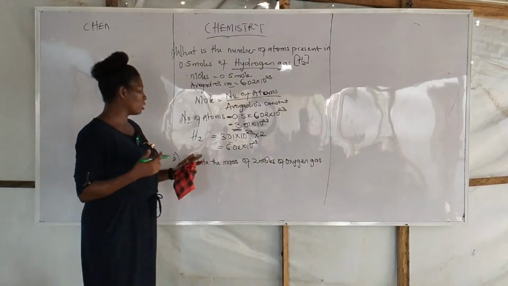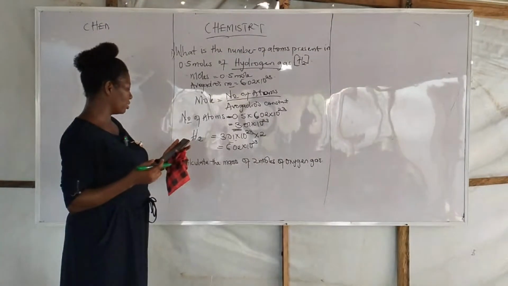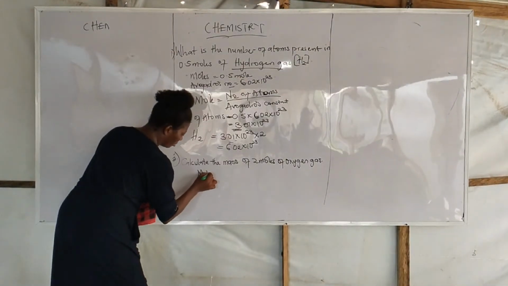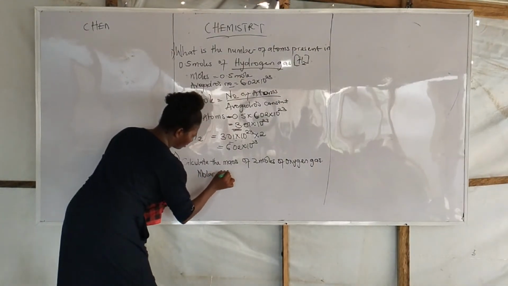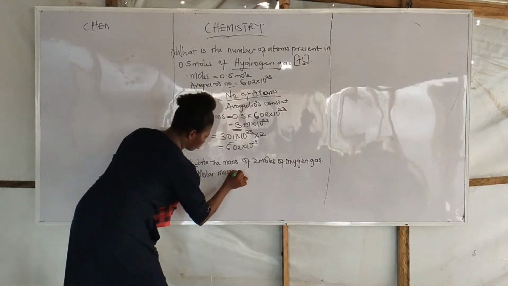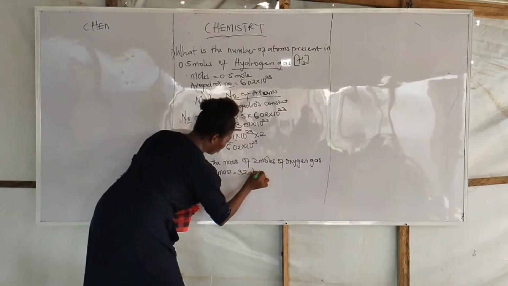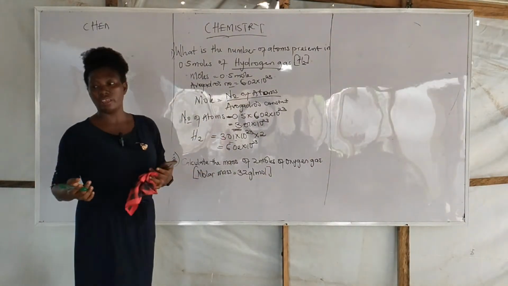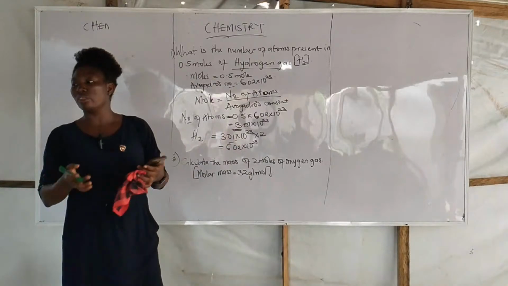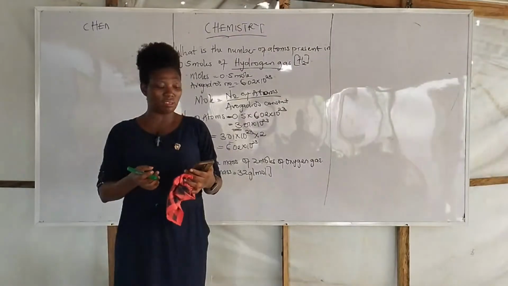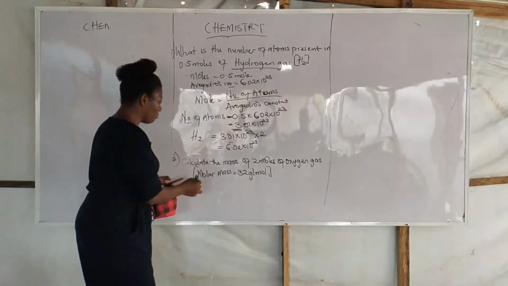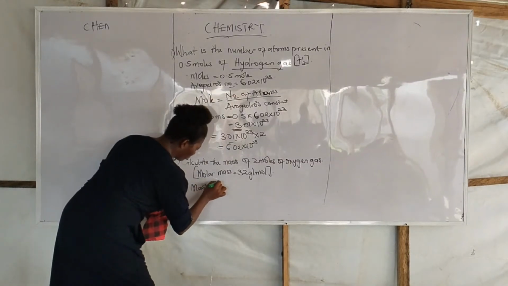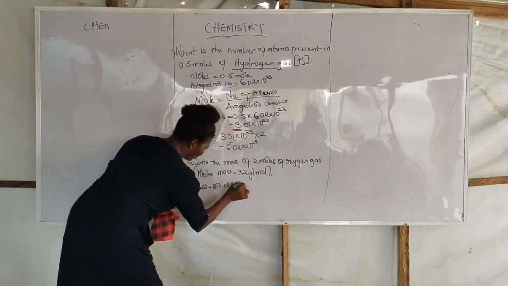So when you say calculate the mass of 2 moles of oxygen gas, what is the molar mass for oxygen gas? That is given to us as 32 gram per mole. So here now, you remember the formula: moles is equal to what? Mass over molar mass. Making mass the subject of the formula, you have moles times molar mass.